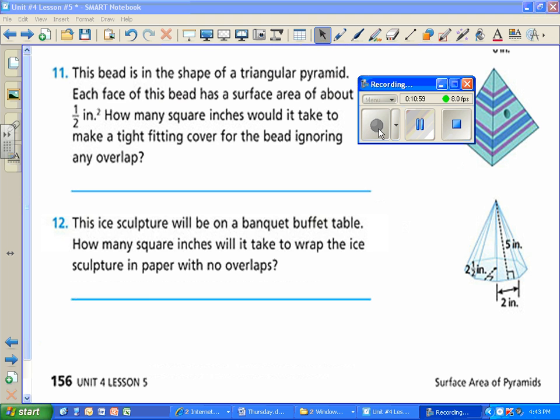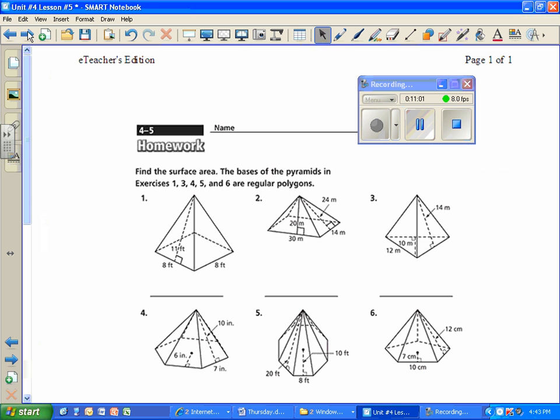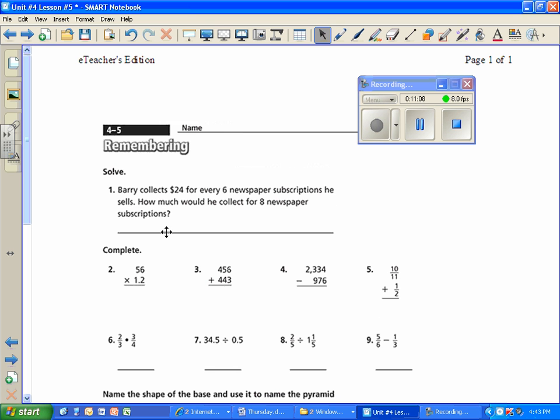Tomorrow in class, we will take a look at the homework 4.5 and the remembering 4.5 as well. That concludes our lesson on Unit 4, Lesson 5.